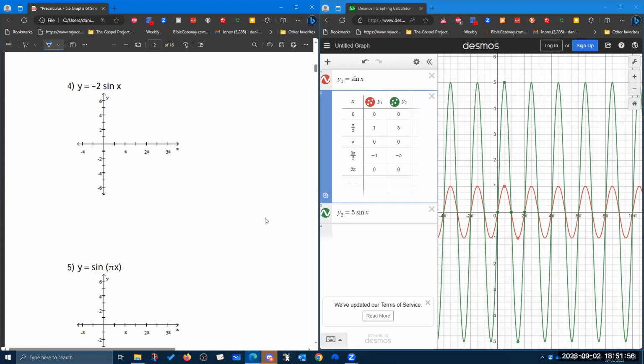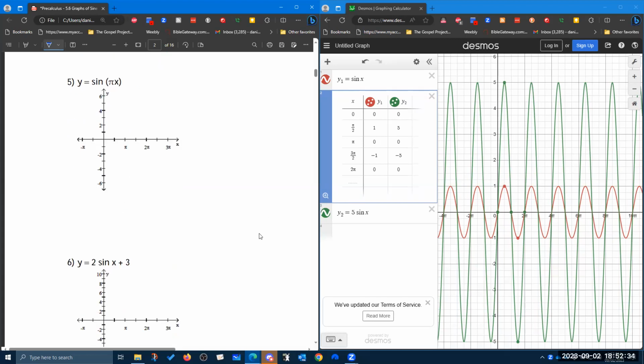Now we have a reflection as well as a stretch. So we're going to have 0 times -2 is still 0. Instead of a maximum at 1, we now have a minimum at -2 at pi over 2. Then we have another 0. Then we have a maximum at pi over 2. And we follow this pattern. We get this wave like so.